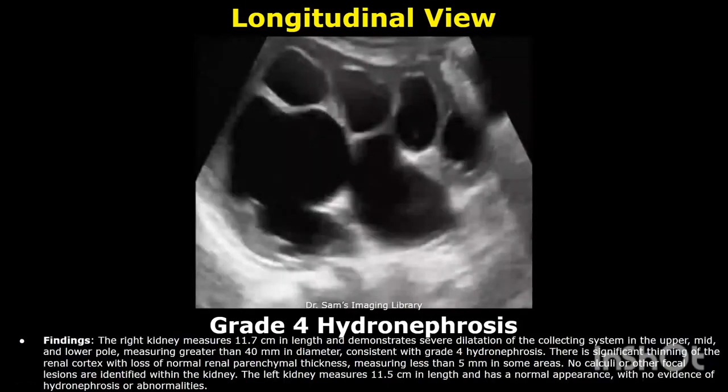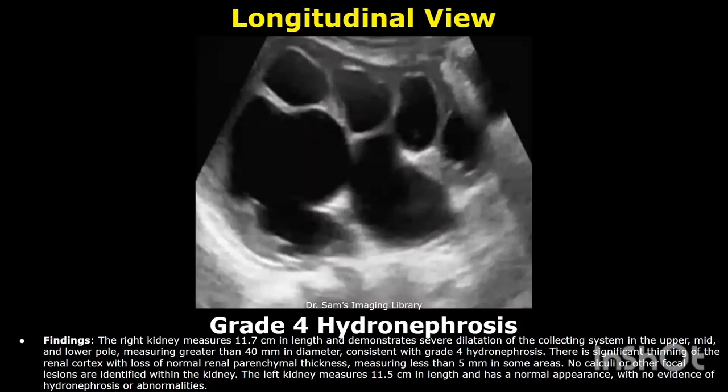In grade 4 hydronephrosis, there is severe dilatation of the collecting system, and there is significant thinning of the renal cortex with loss of normal renal parenchymal thickness, which in this case was less than 5 millimeters in some areas.